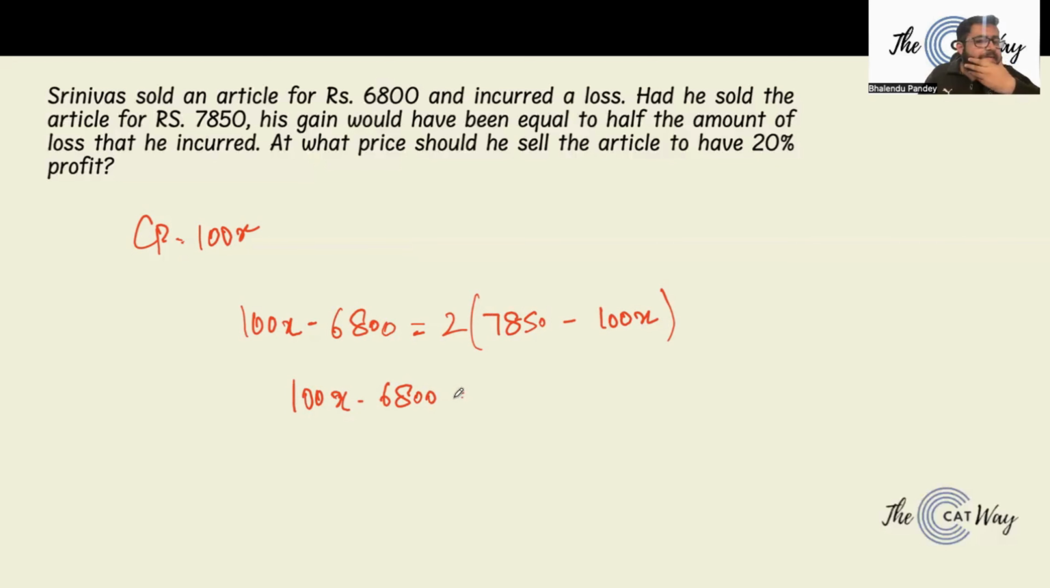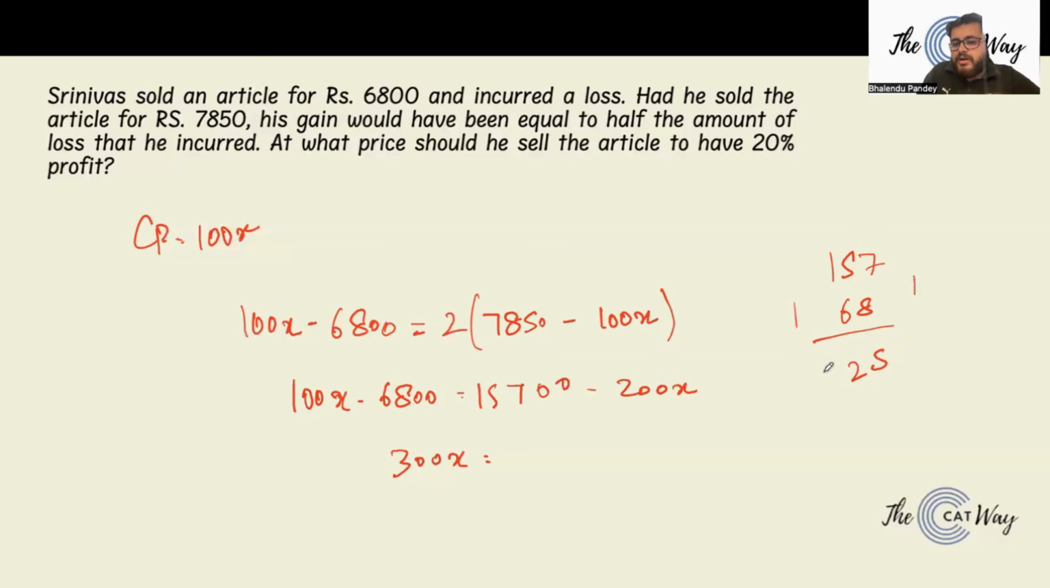2 times 7,850, that is 15,700, minus 200x. Correct? So 300x equals to what? 15,700 plus 6,800. So 157 and 68 is what you have to add. 8 7 15, carry over 1, 6 5 11, 112, carry over 1, 2 and 00. So this becomes equal to 22500. Two zeros are gone, two zeros are gone, x is equal to 75. Right? So basically my selling price turns out to be equal to 7500.